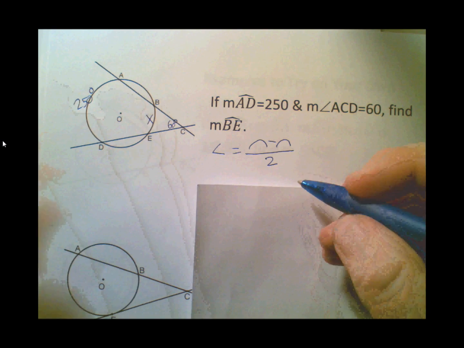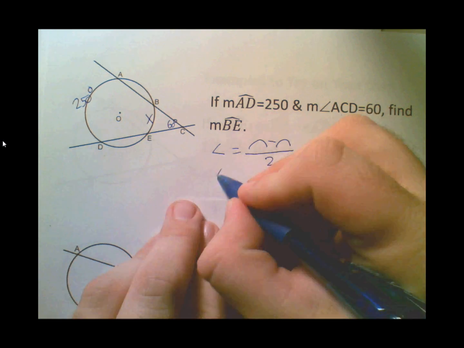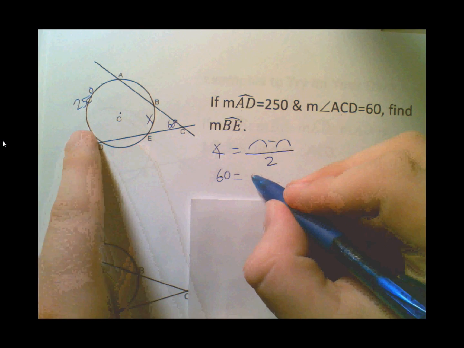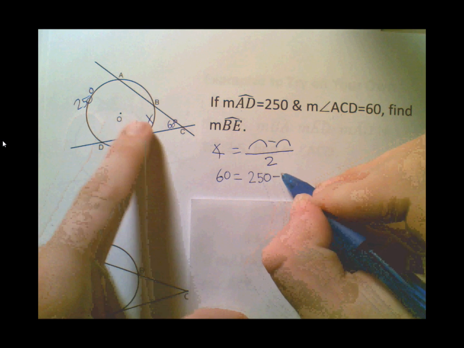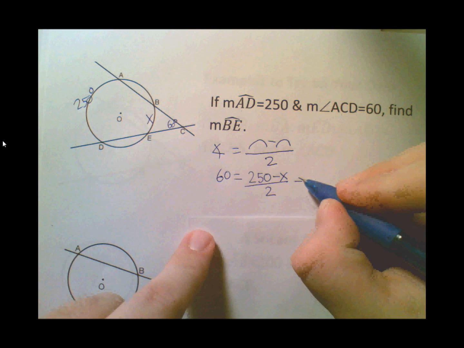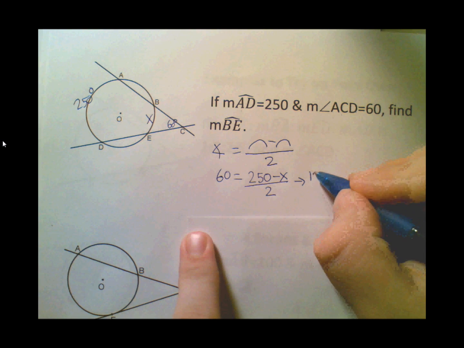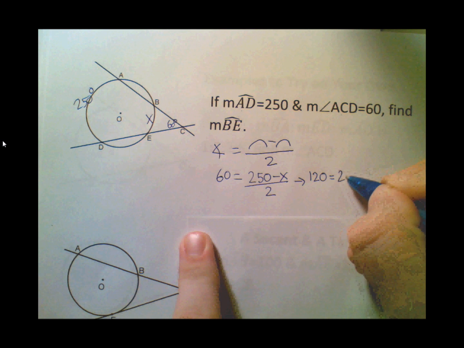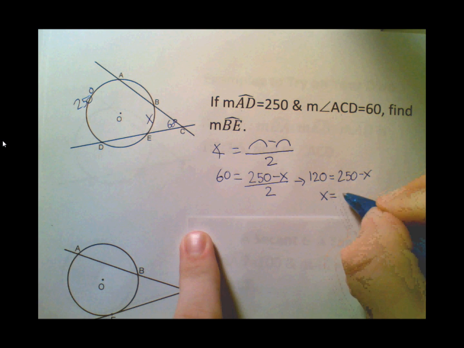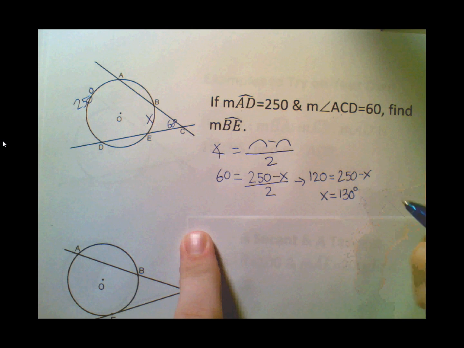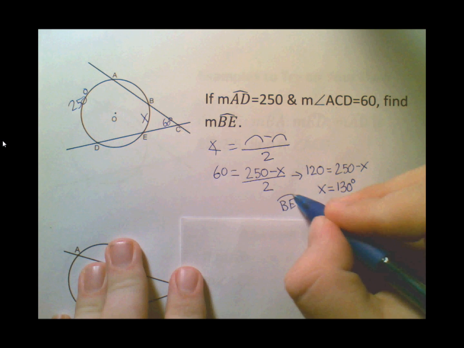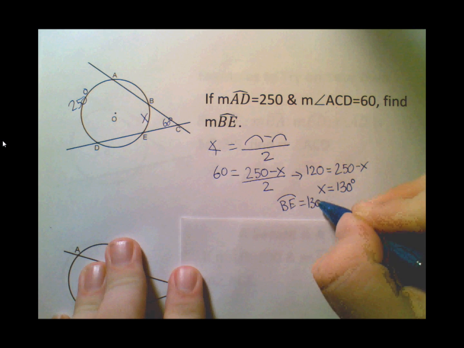So I end up getting the angle 60 degrees, and that's going to be equal to 250 minus x all over 2. And then we cross multiply. I end up getting that 120 is equal to 250 minus x. And then when you solve for this, x ends up being equal to 130 degrees. Okay? And so remember what we're looking for. We're looking for BE, and BE is equal to 130 degrees.